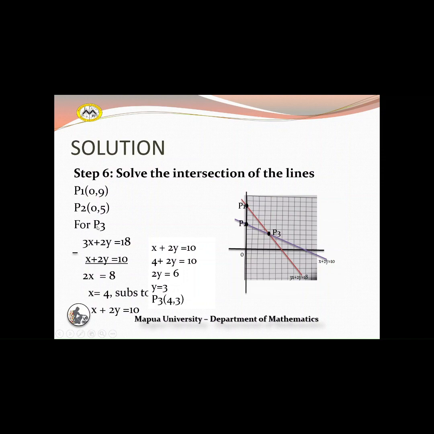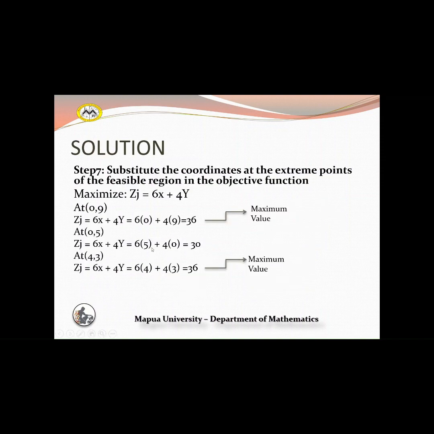By the elimination method, we can eliminate y by simply subtracting these two equations. So we find the value of x is equal to 4, and then substituting into another equation in order to determine y, we find the value of y as 3. Therefore, the coordinates of P3 are (4, 3). Then, finally, substituting the extreme points into our objective function, at (0, 9) the value of Z is 36. At (0, 5), the value is 30. And at (4, 3), the value is 36.